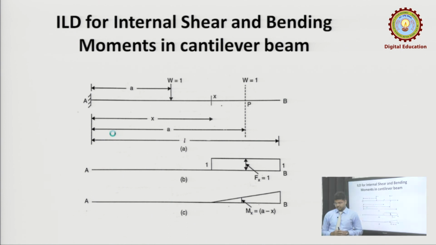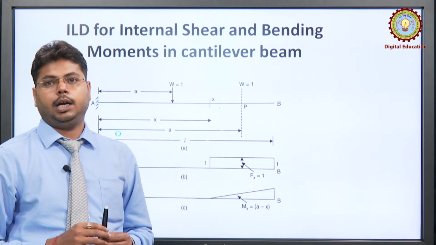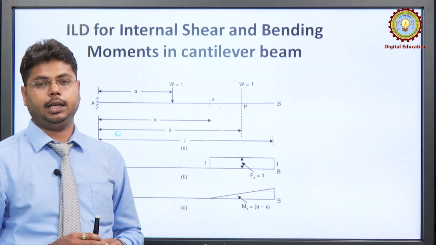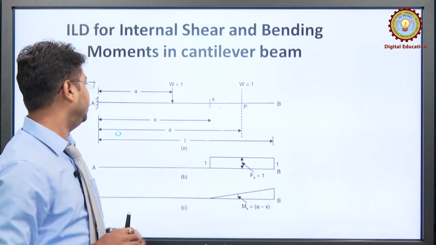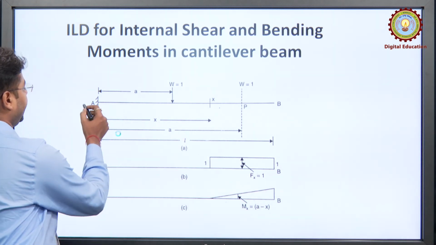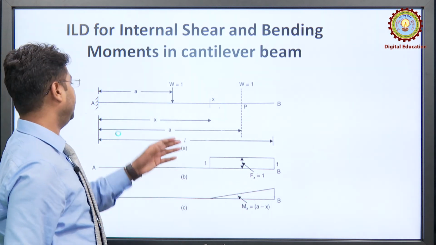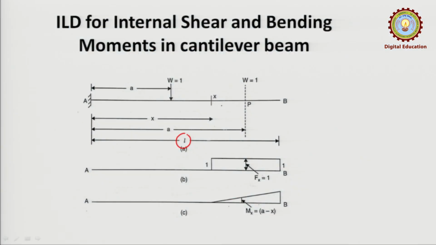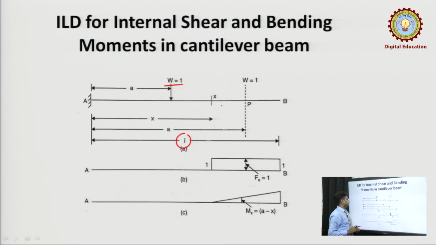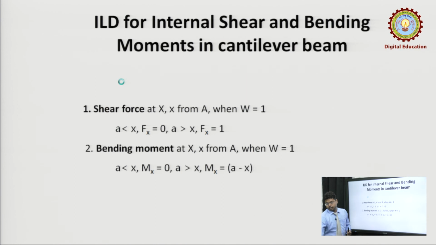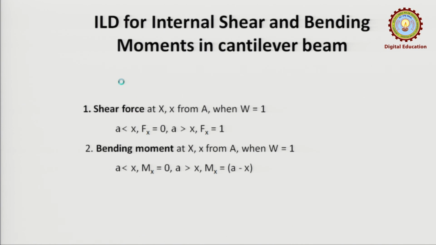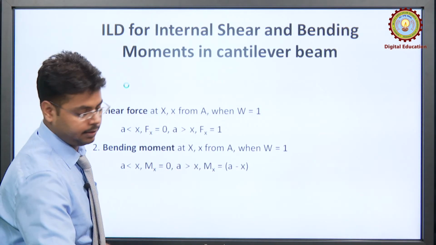Next we are going to discuss the influence line diagram for internal shear and bending moment in the cantilever beam. We have a cantilever beam having a span of AB, which has length L, and a unit load is working from point A at a distance a. Then how can we calculate the shear force and bending moment diagram for a cantilever beam? Here is the solution. The shear force at x from A when unit load is given.